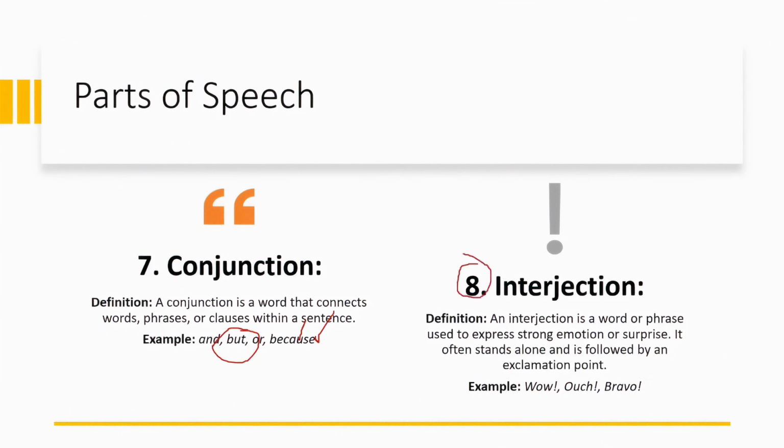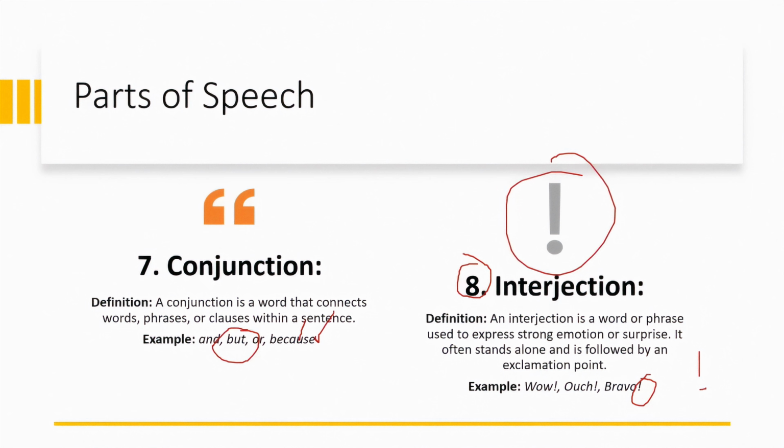The eighth one is an interjection. An interjection is a word or phrase used to express strong emotions or surprise. It is a word that expresses sudden emotions and feelings, like happiness. It often stands alone and is followed by an exclamation point. This is a symbol, the exclamation point, as mentioned over here. So: wow, ouch, bravo, hurrah.